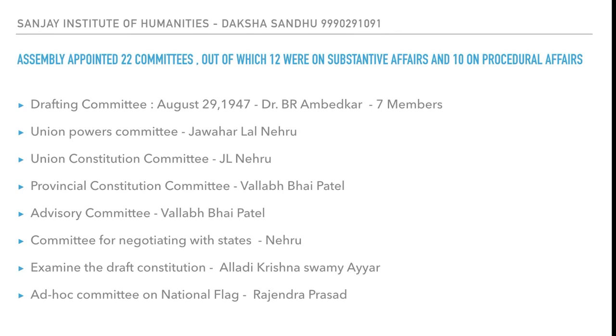Another important committee was the Advisory Committee on Fundamental Rights, Minorities and Tribal and Excluded Areas. This advisory committee had 4 subcommittees, and its chairperson was Vallabhbhai Patel. Then the next major committee was the Committee for Negotiating with States, and its chairperson was also Jawaharlal Nehru. Then there was a special committee set up to examine the draft constitution, and its chairperson was Alladi Krishnaswamy Iyer. Then there was an ad hoc committee on the national flag, which was headed by Dr. Rajendra Prasad.